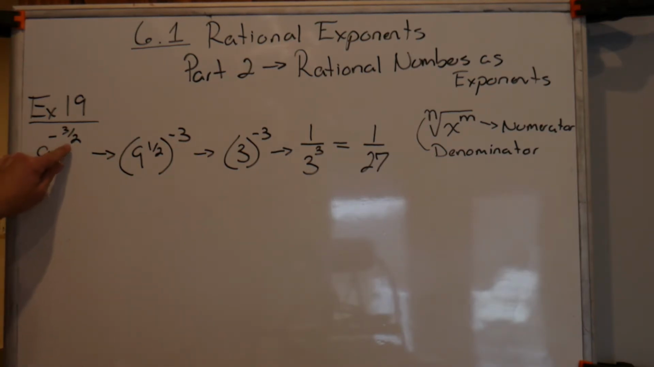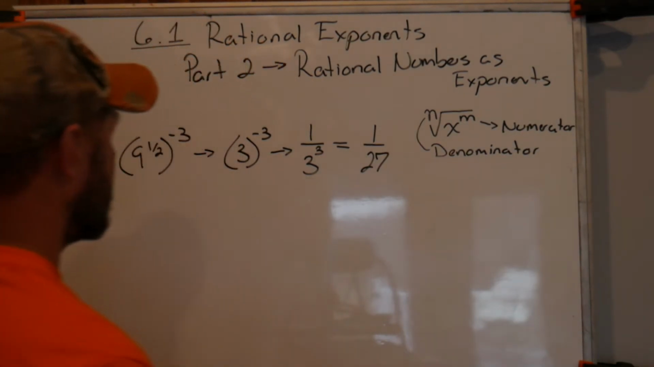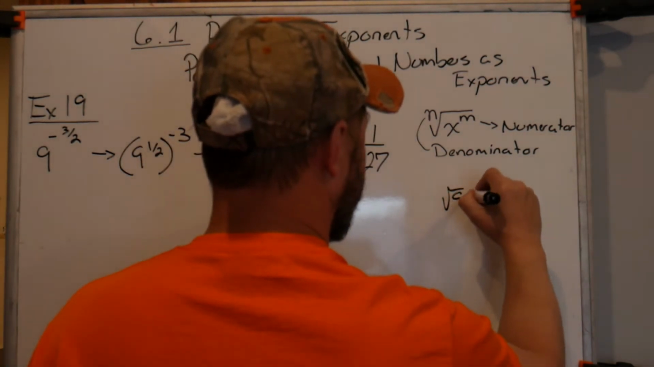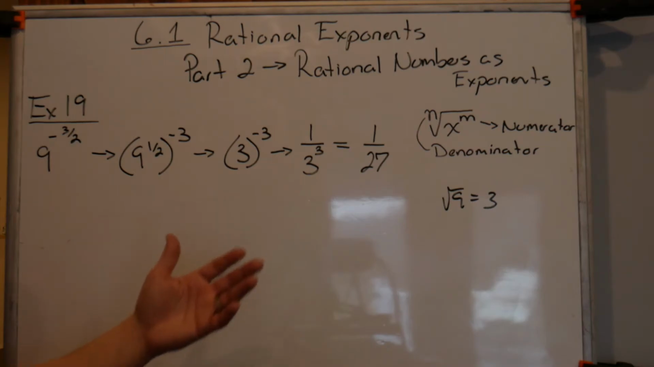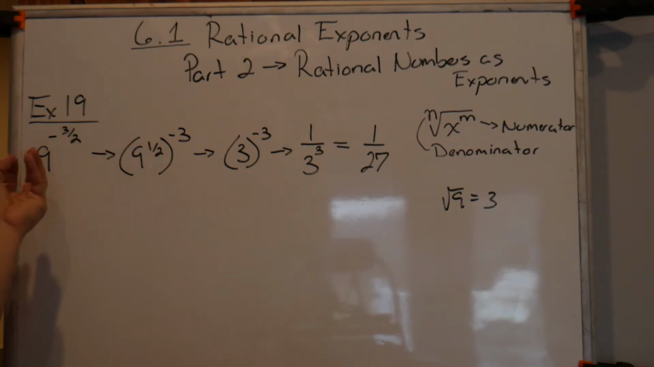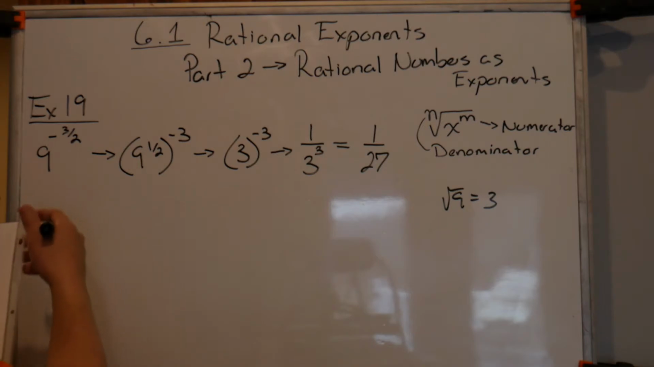Pull something out that you know if you see it. I know the square root of 9 is 3, so I'm going to take 9 to the 1/2 because it's a value. 9 to the 1/2 is the square root of 9, which is 3. It's a value. I just pulled a value out, and I'm raising that to -3. So it's easier to keep this in fraction form. That's why they taught us how to do it.